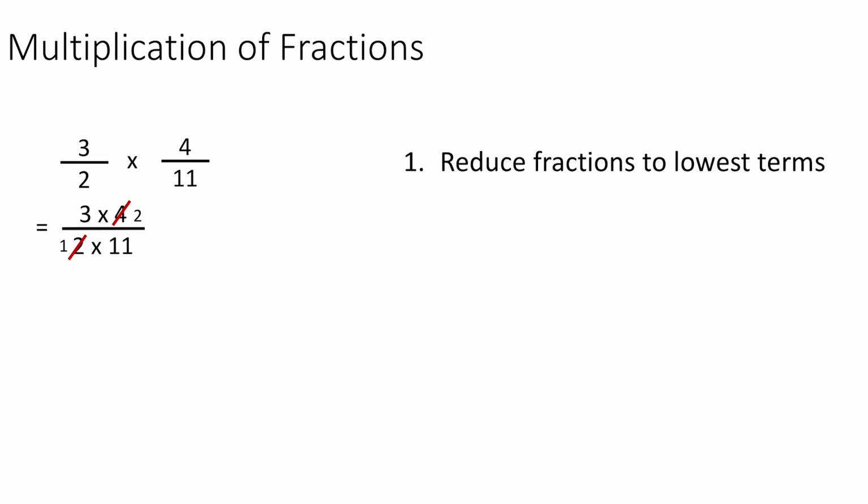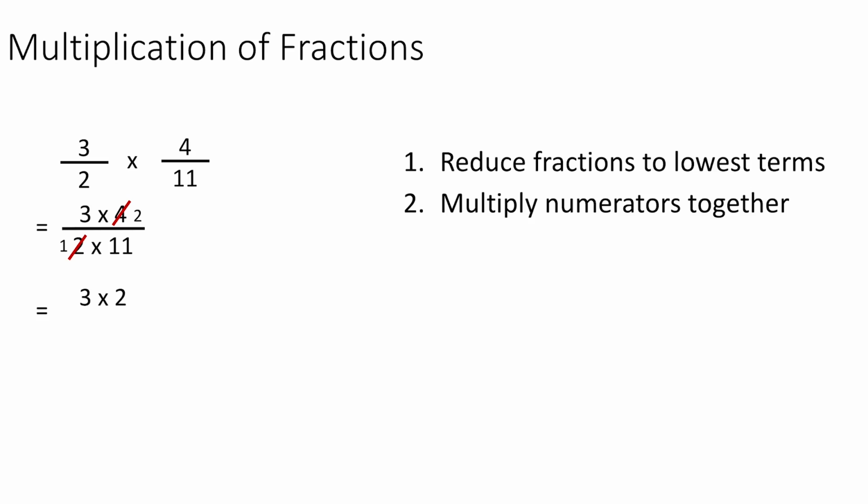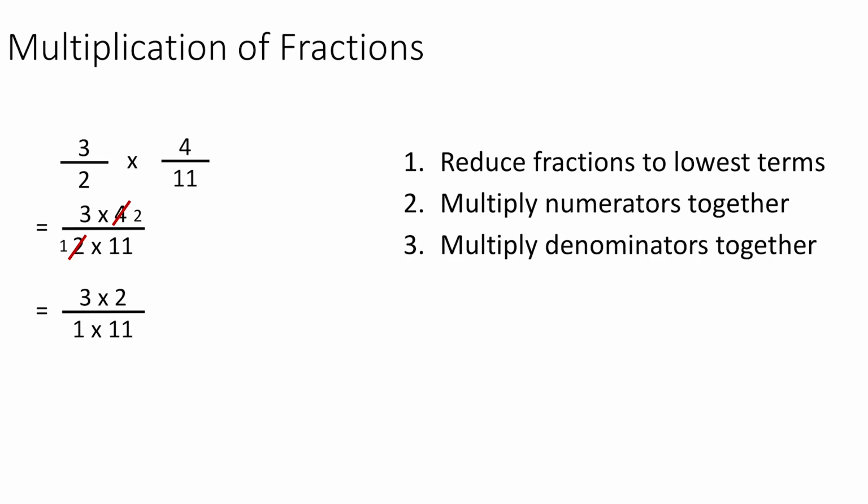There's no more common factors to share between the top and the bottom, so now we multiply out, and we get 3 times 2 is 6, and 1 times 11 is 11. So our final answer is 6/11.